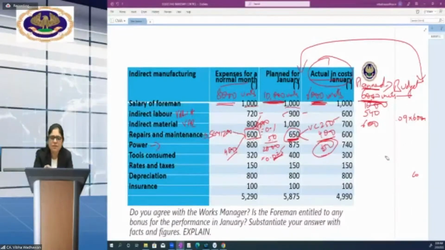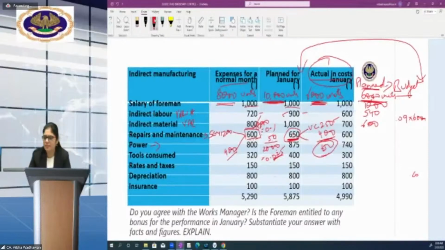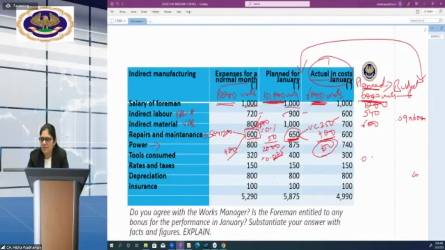Okay, so for 6,000, 0.025 into 6,000 will be the variable cost, and 400 is the fixed cost. So 6,000 into 0.025 is 150. That means the total repair and maintenance has to be 550. Any doubts, students? Yes, it is 550 for 6,000 units.